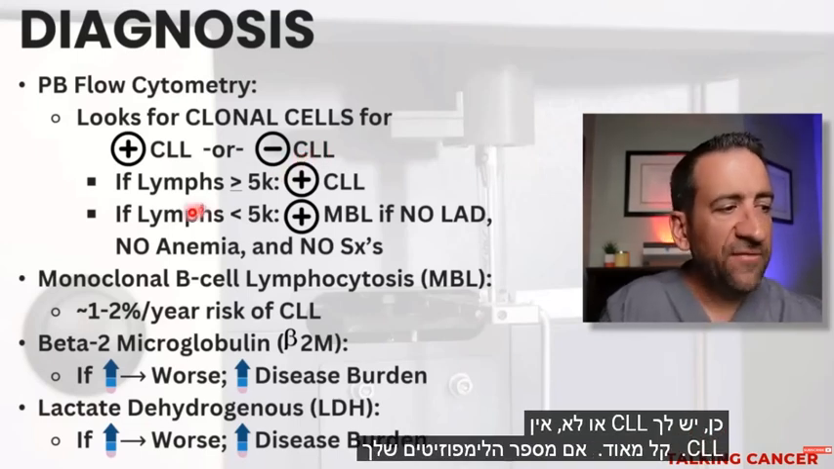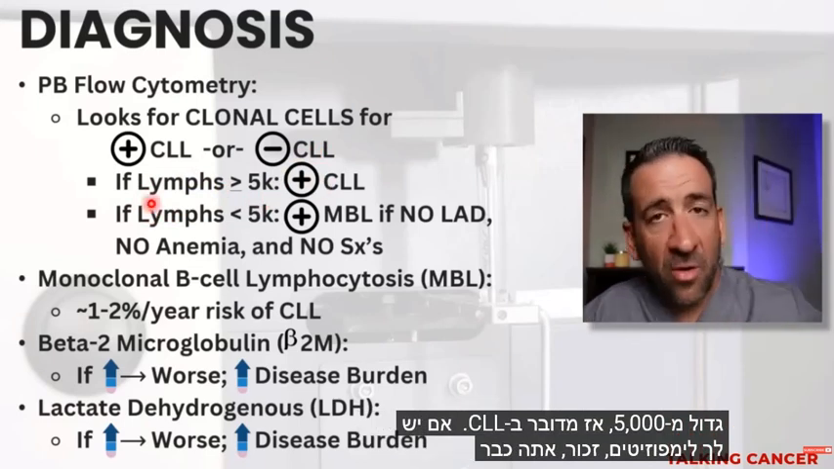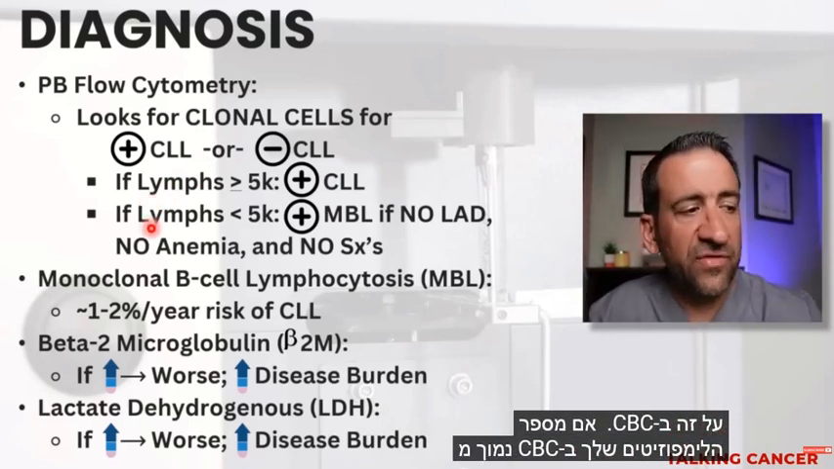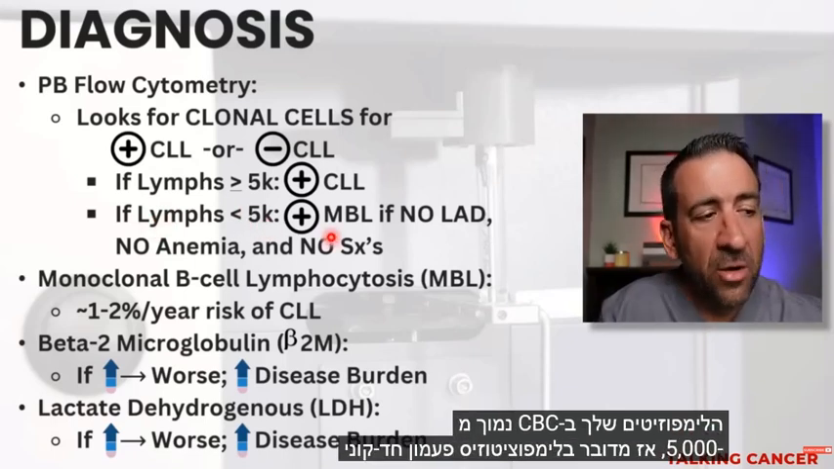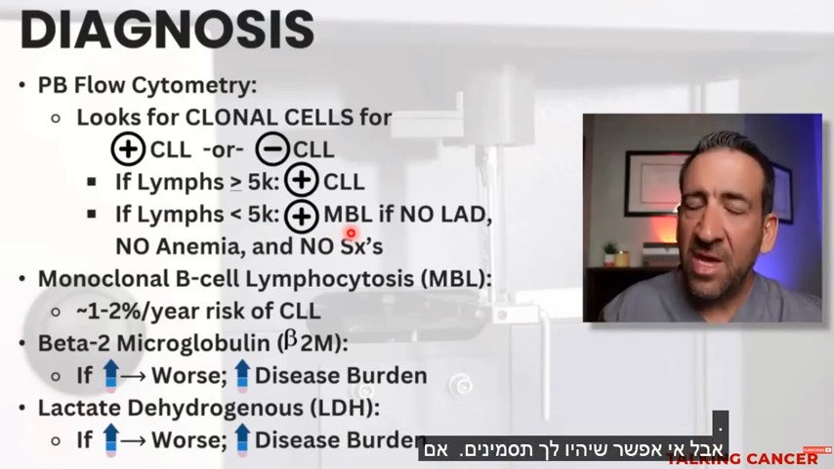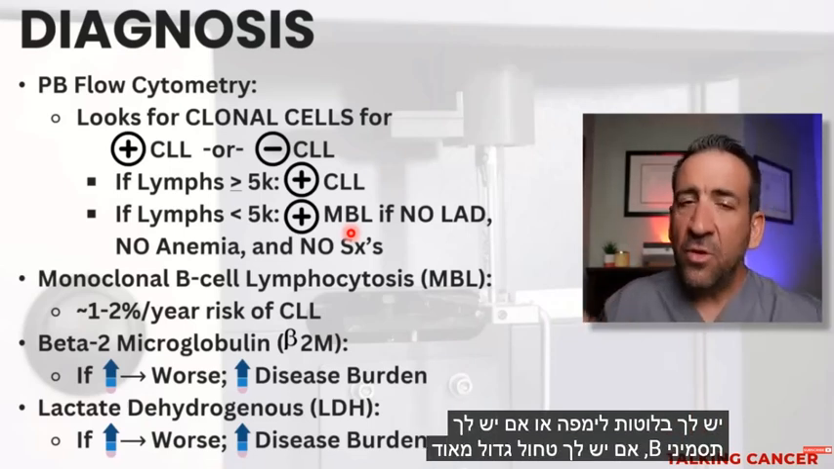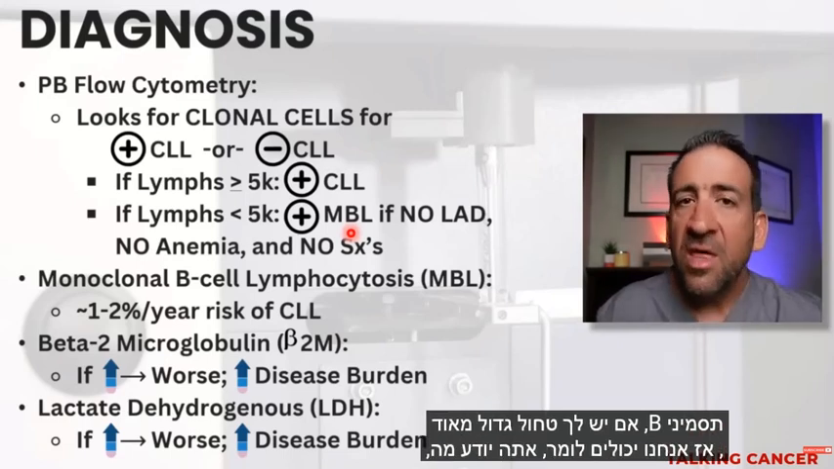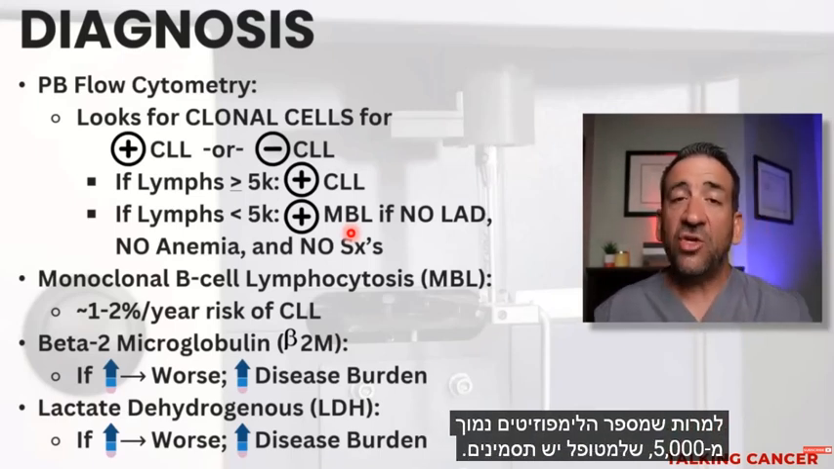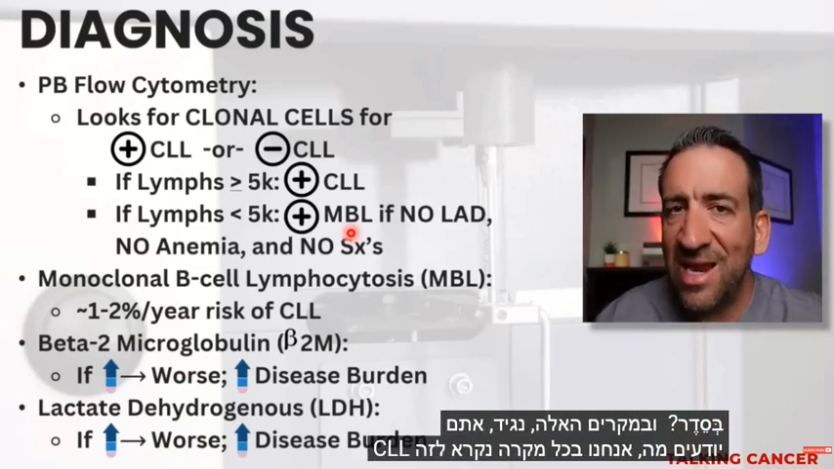Very easy. If your lymphocytes are greater than 5,000, then it's CLL. Remember, you already know what I mean by that because we went over it on the CBC. If your lymphocytes on your CBC are less than 5,000, then it's a monoclonal B-cell lymphocytosis. But you cannot have symptoms. If you have lymph nodes, or if you have B symptoms, if you have a very large spleen, then we can say, you know what, even though the lymphocytes are less than 5,000, the patient has symptoms, okay? And in those cases, we'll say, you know what, we're going to call it CLL anyway.